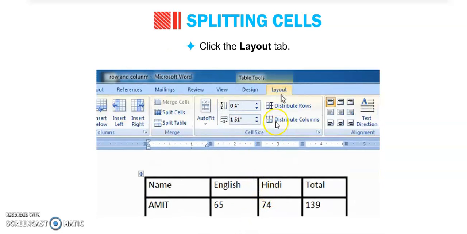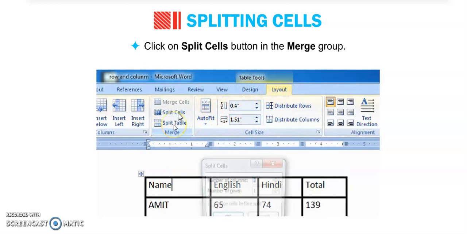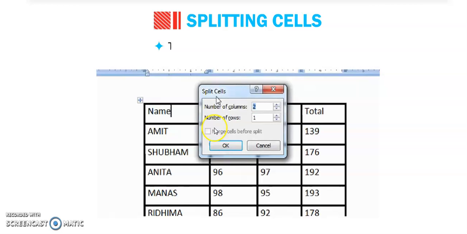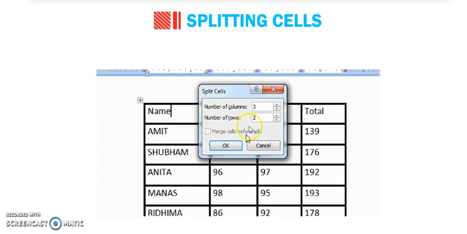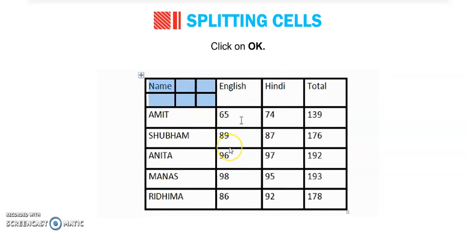Then click on the Layout tab. Then click on the Split Cells button in the Merge group. Now a Split Cells dialog box will appear. Enter the number of rows and columns into which you want to split the selected cell. Then click on OK. You can see the preview, the cell divided into 3 columns and 2 rows.